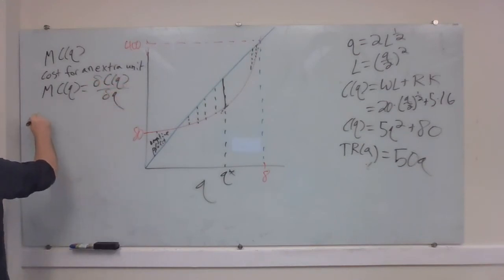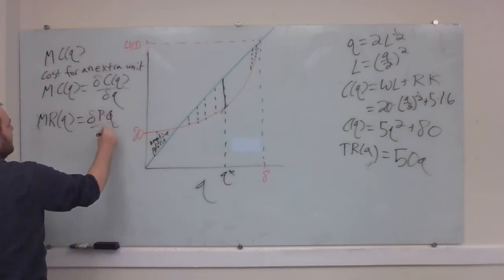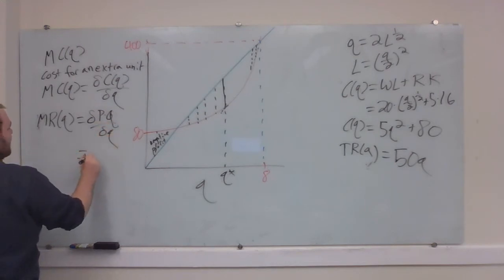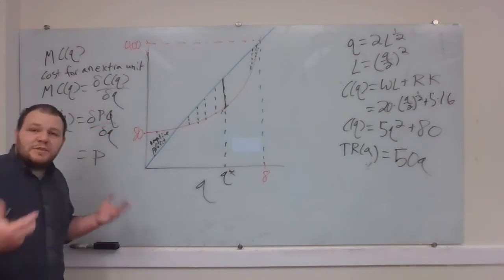We can define marginal revenue. It's going to be the revenue for an additional unit. It is just going to be d(P times Q)/dQ, which is just going to equal P, right? Because the derivative of P times Q with respect to Q is just P.